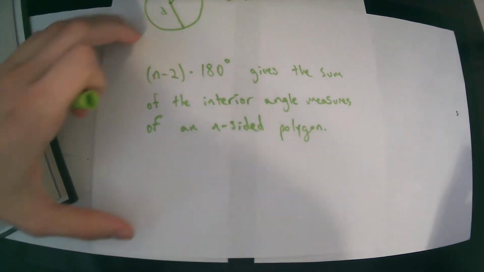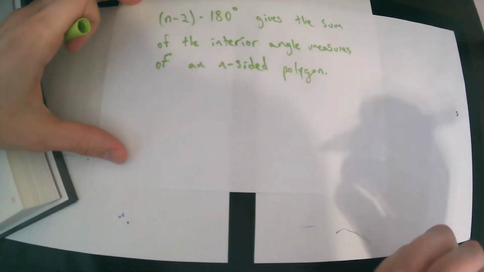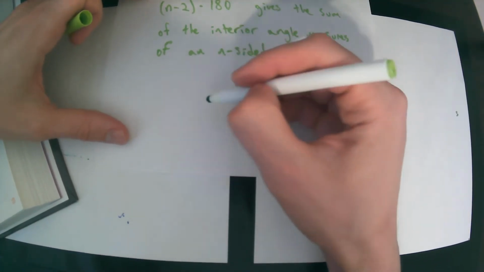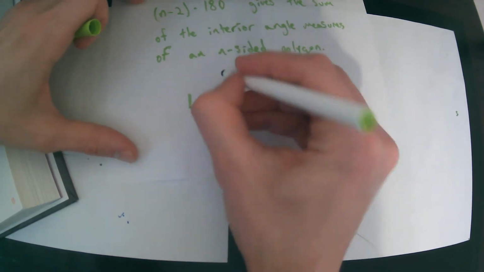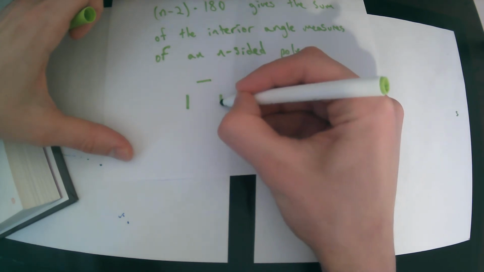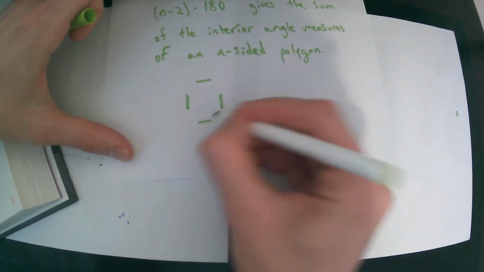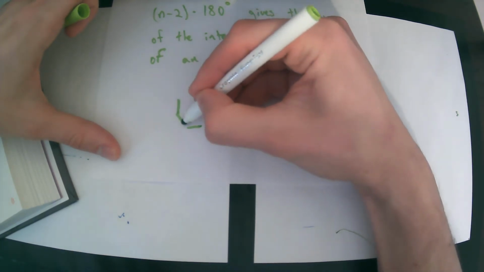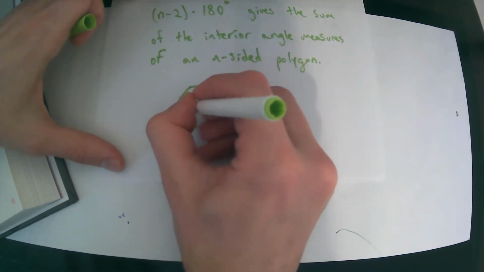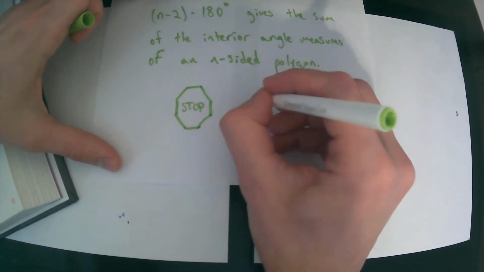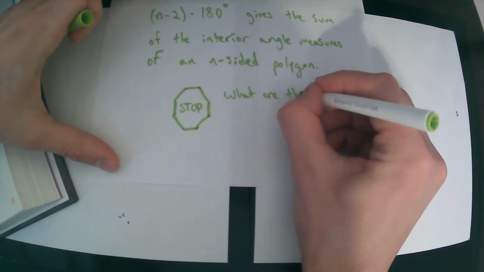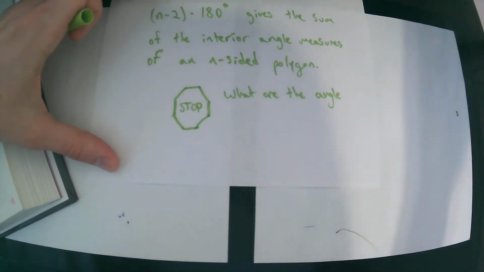So what would it be for an octagon, and let's say for a stop sign, which is a very nice octagon because it has 8 sides, right? An octagon has 8 sides. But it also is a very clean octagon in that all the side lengths are the same and all the angle measures are the same, which I'm doing my best to draw here. So if this was a stop sign, what could we say the angle measures are?